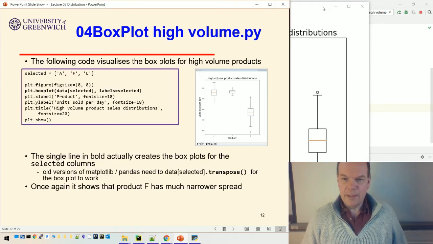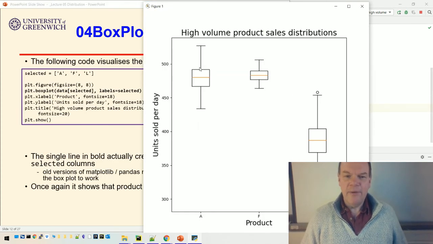And what else is it showing us? It's showing us, however, that the values for product A are noisier than those for product F. So there's bigger variation. As we saw in the histograms, there's a wider spread of values, and sometimes the values for product A actually exceed those for product F. So although in general product A has lower sales than product F, on certain days of the year they will exceed those for product F.